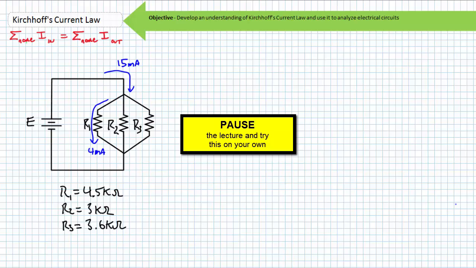Pause the lecture and take a shot at this. How can basic parallel properties be used to your advantage? And importantly, how can KCL be used to save you time? Resist the zombie-like urge to shamble into this circuit analysis by solving for parallel resistance. You do not need to, and it will only waste your time.